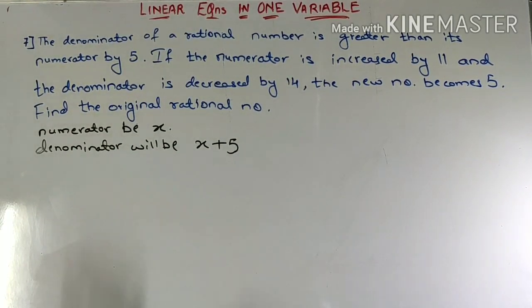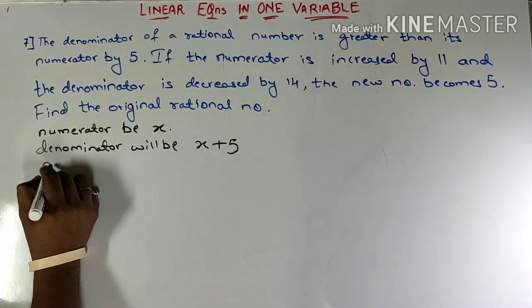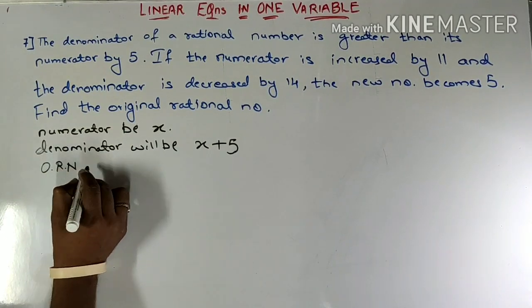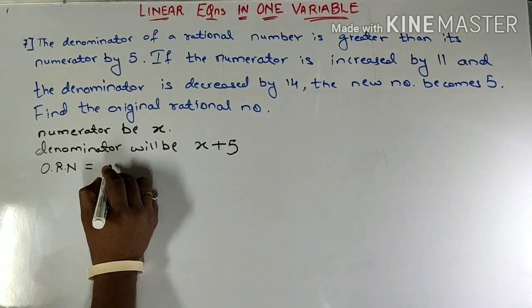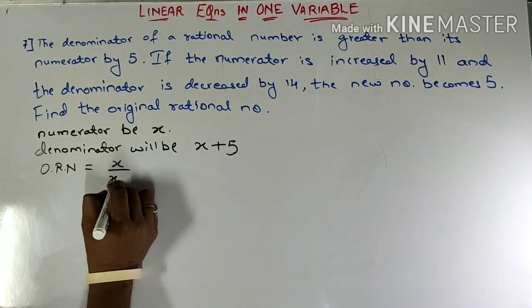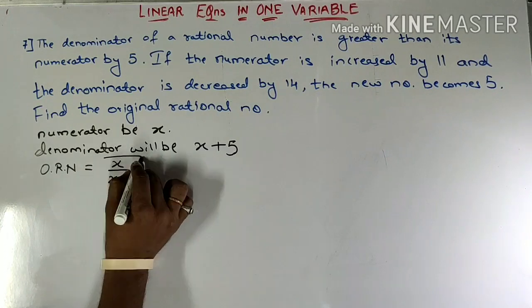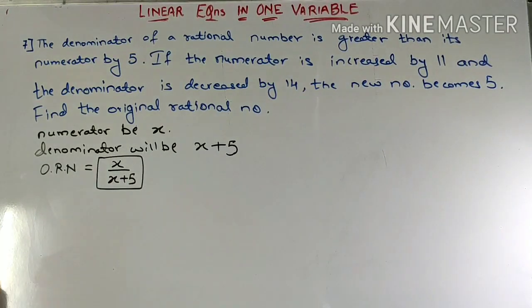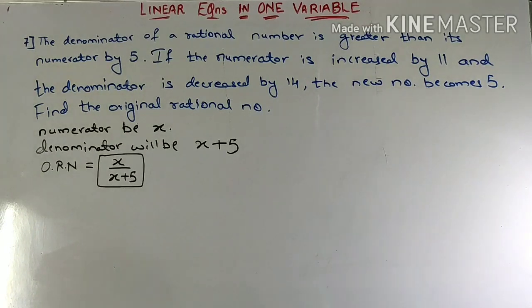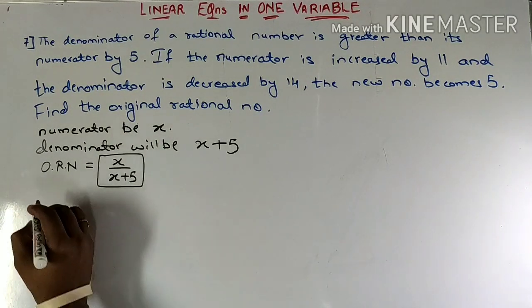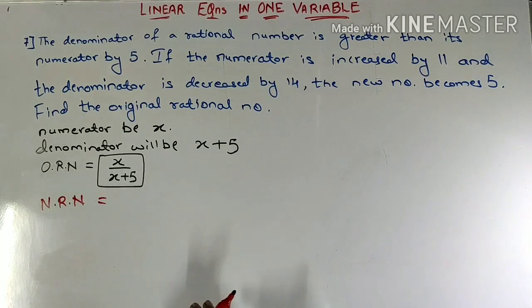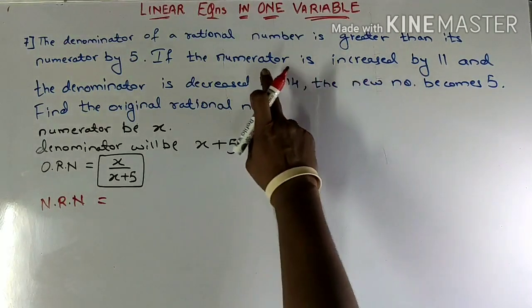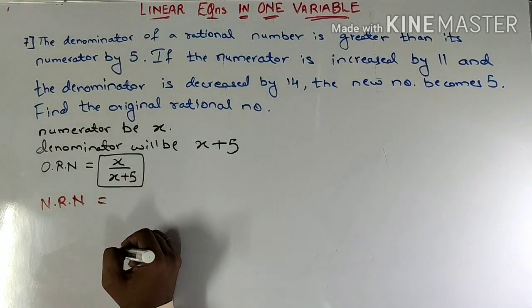The original rational number is numerator upon denominator, that is x upon x plus 5. You need to remember this, as we are supposed to find the original rational number. So what are the changes made? The new rational number is the new numerator upon the new denominator.